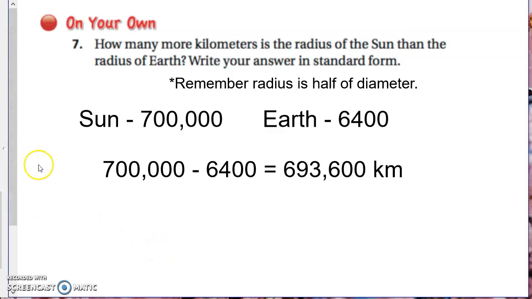All right, to check this one, what I did is I took the diameter of the sun and divided it by 2, and I got 700,000. I took the diameter of the earth and I turned it into standard form, and then I divided it by 2, which was 6,400. Then I subtracted 700,000 minus 6,400, and I got this answer in standard form, which is what I needed, 693,600 kilometers.